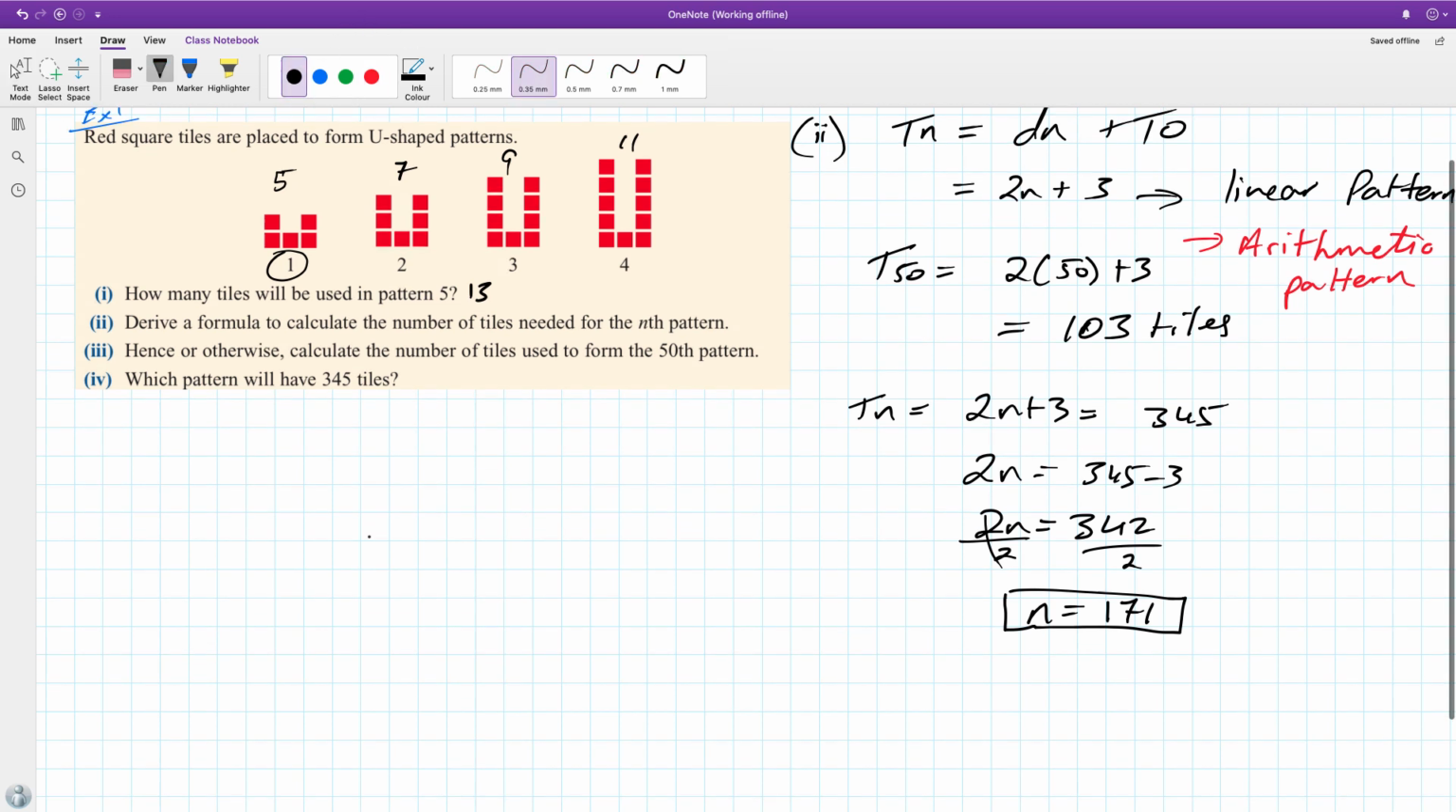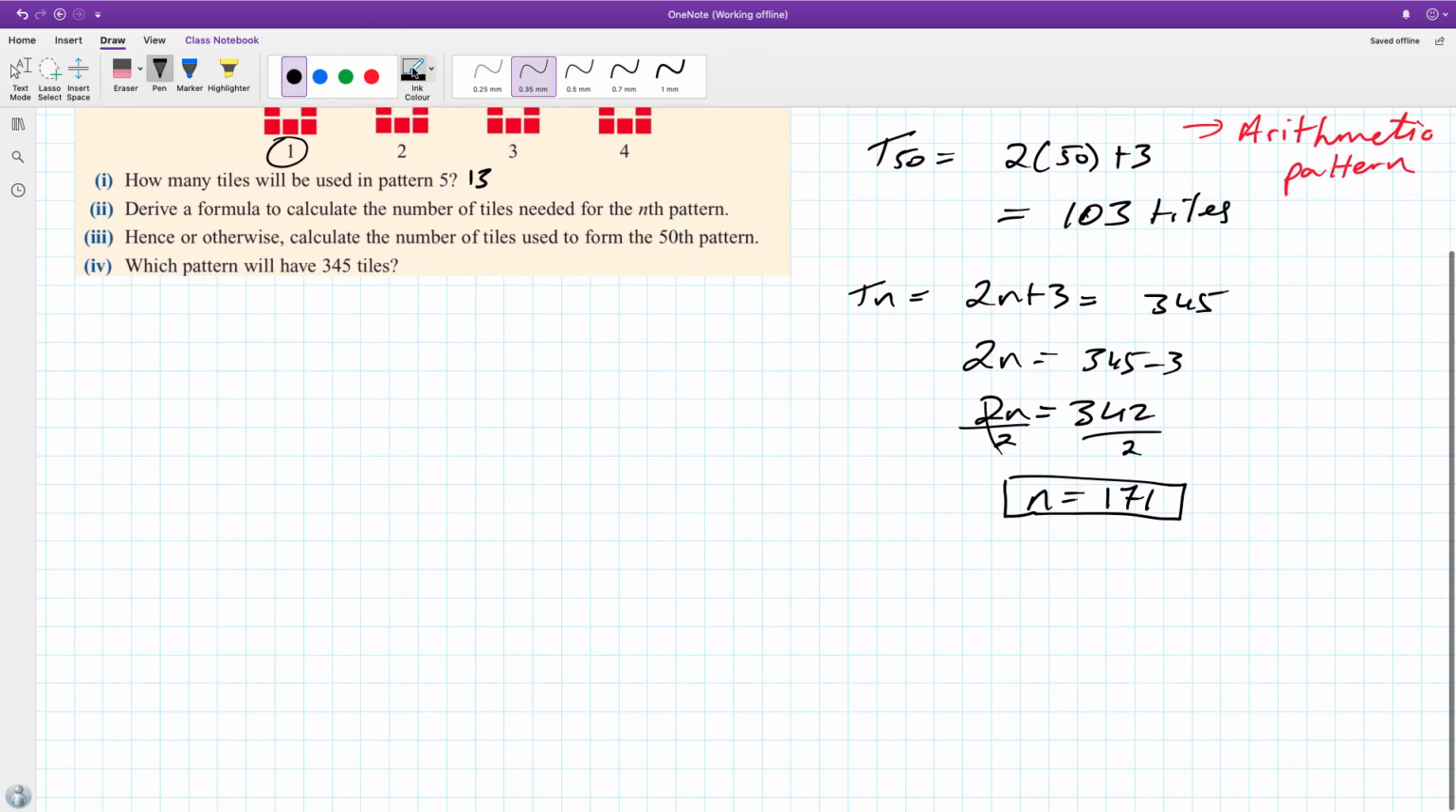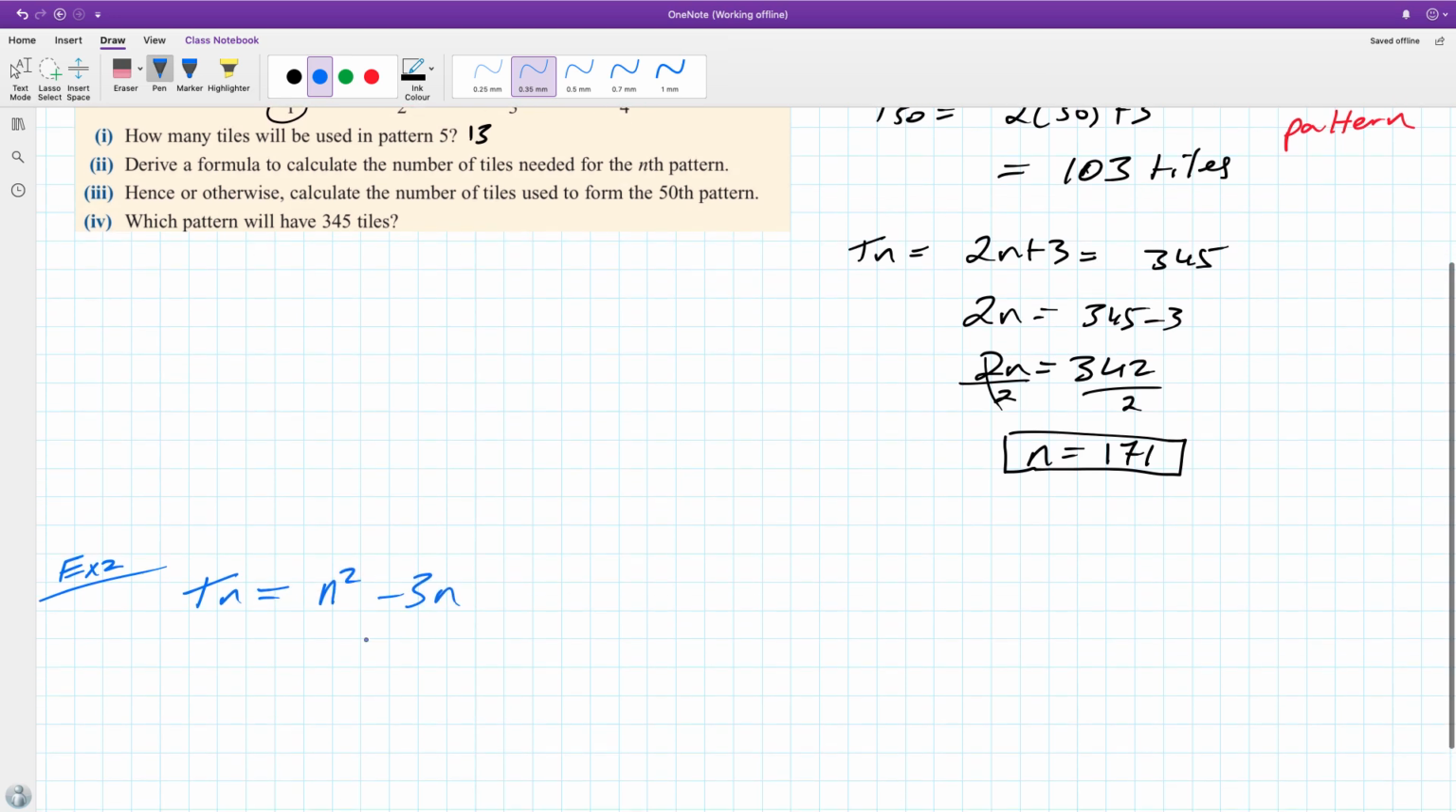Right. First things first, jumping into the first little bit of leaving cert stuff is the following. We have Tn is equal to n squared minus 3n. First of all, find for me what T10 is equal to, and then find the value for n.